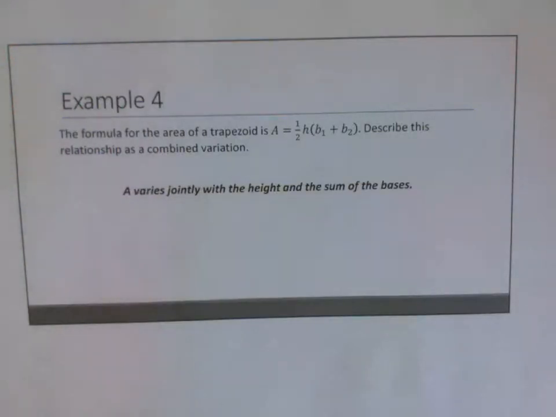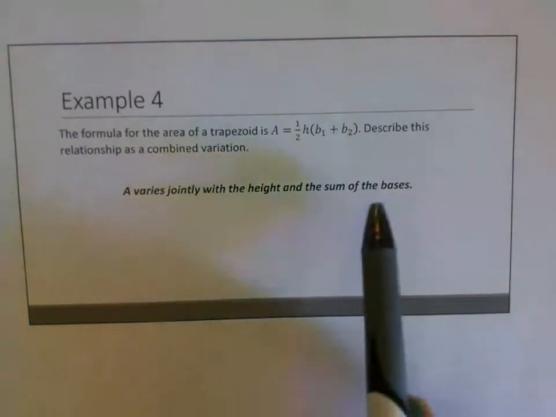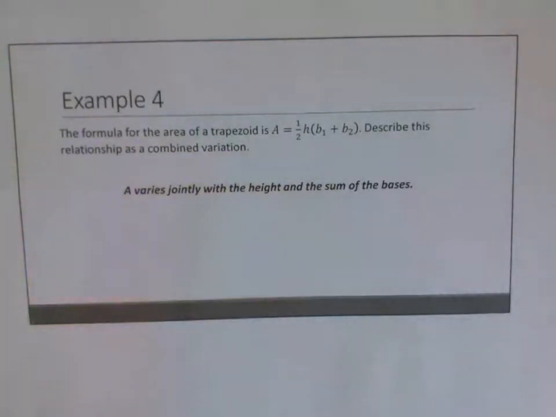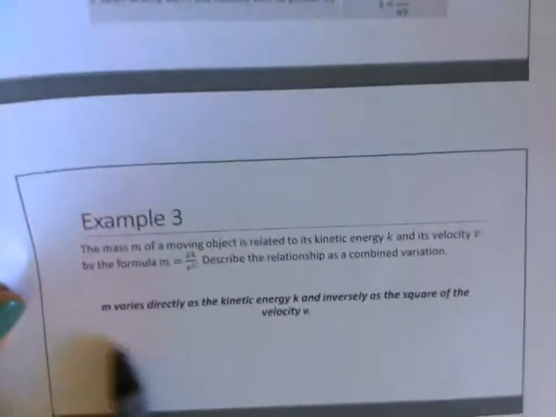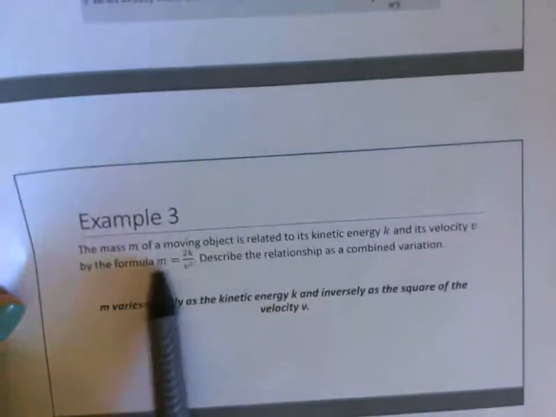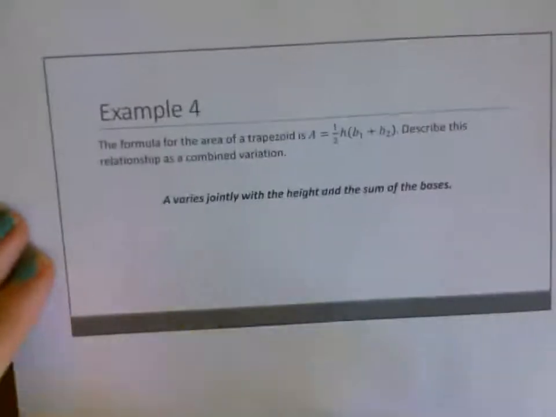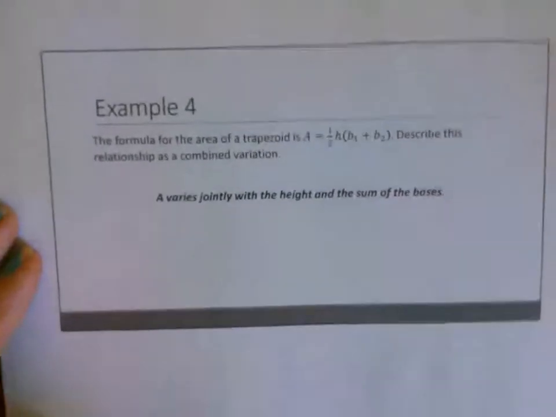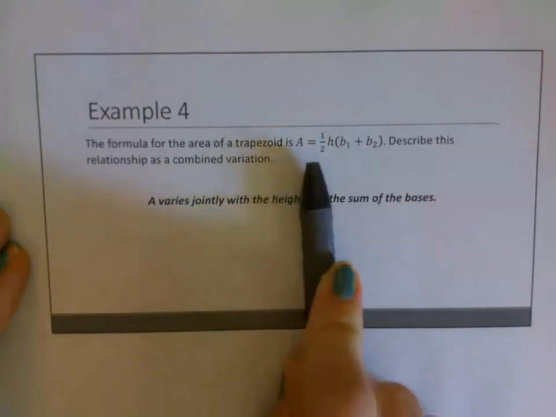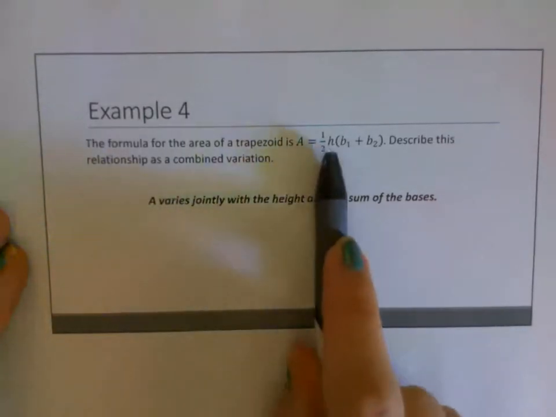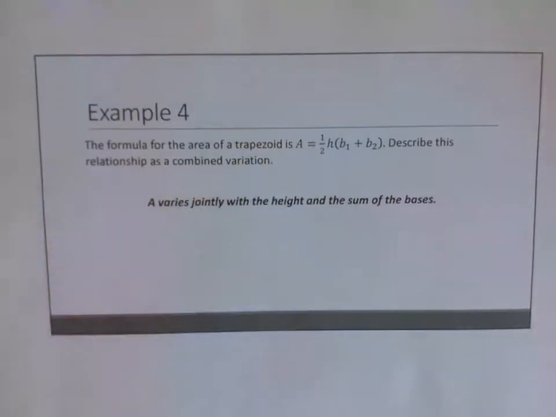So we would say that A varies jointly with the height and the sum of the bases. Now, something I want to point out to you is that we never mention the value of the constant, 1/2. We're only talking about the variables. So here we just say that the variable that's isolated varies, and then jointly, because there's more than one thing that 1/2 is being multiplied by, varies jointly with the height and the sum of the bases.